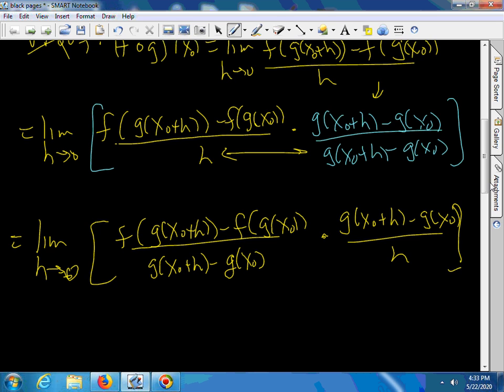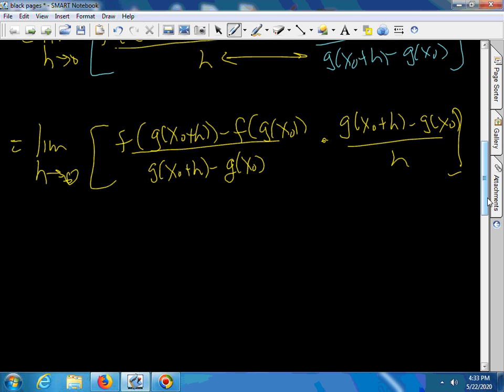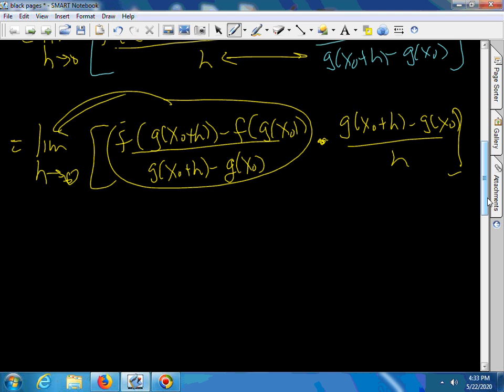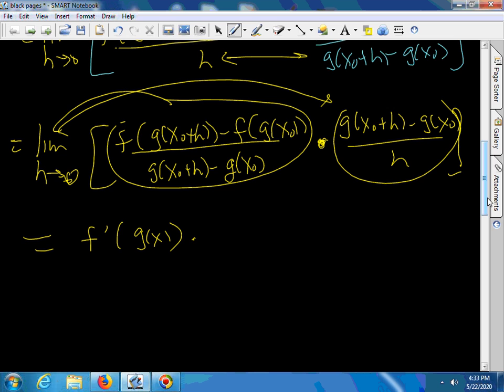And I'll skip some steps because this proof is invalid anyways. So you have a product here, so you can take the limit of the first factor times the limit of the second factor. Well, the first factor is f prime of g of x0, possibly, times the limit of the second one, which is g prime of x0. And the proof is done.